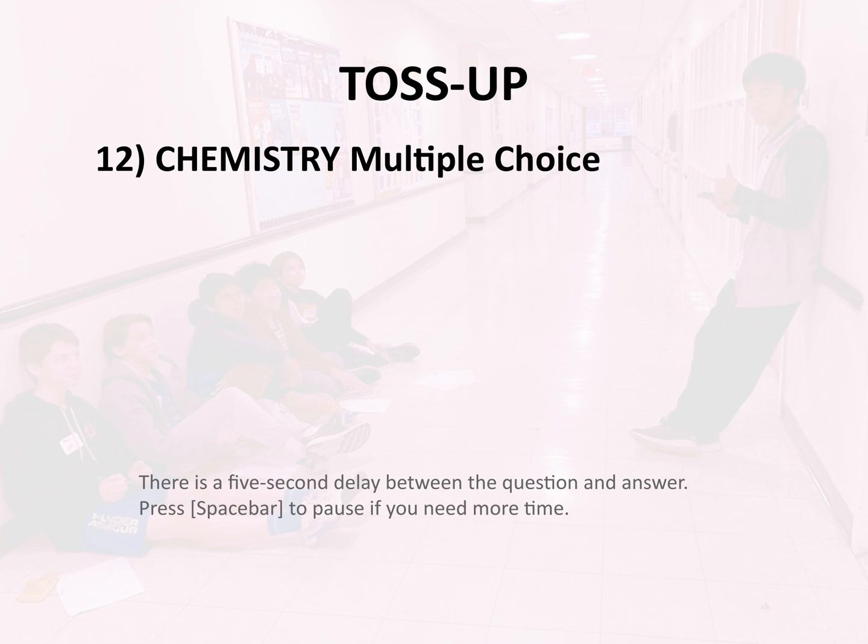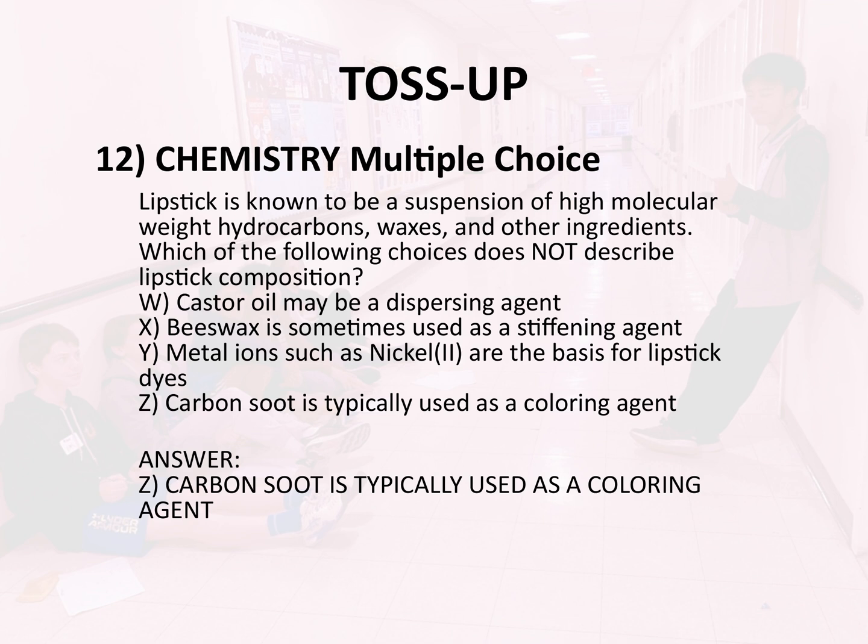Toss-up 12. Chemistry. Multiple choice. Lipstick is known to be a suspension of high molecular weight hydrocarbons, waxes, and other ingredients. Which of the following choices does not describe lipstick composition? W. Castor oil may be a dispersing agent. X. Beeswax is sometimes used as a stiffening agent. Y. Metal ions such as nickel 2+ are the basis for lipstick dyes. Z. Carbon soot is typically used as a coloring agent. Answer. Z. Carbon soot is typically used as a coloring agent.